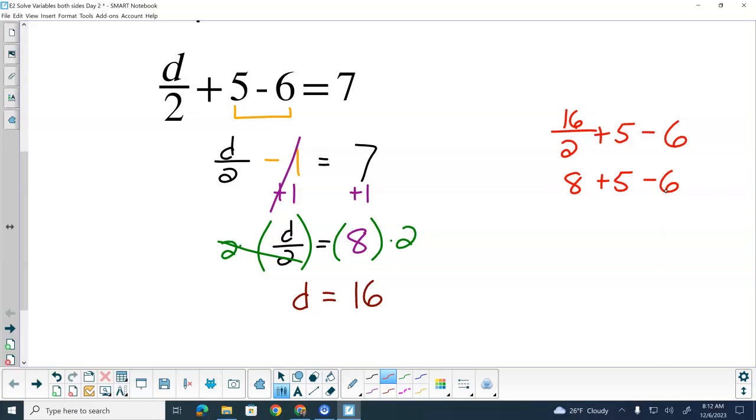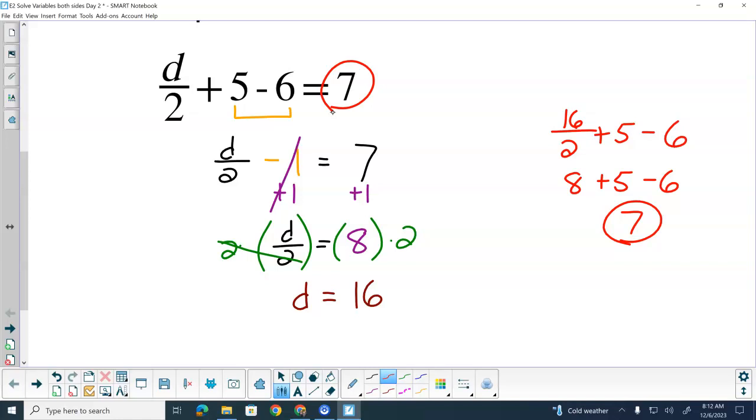8 plus 5. 13. 13 minus 6, 7. And is 7 equal to 7? Yeah. Logan, what can we do now?